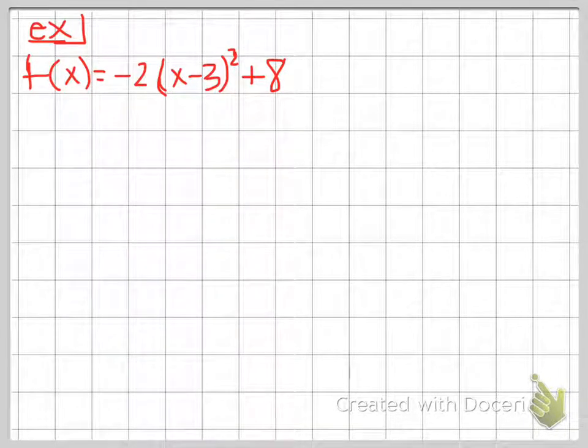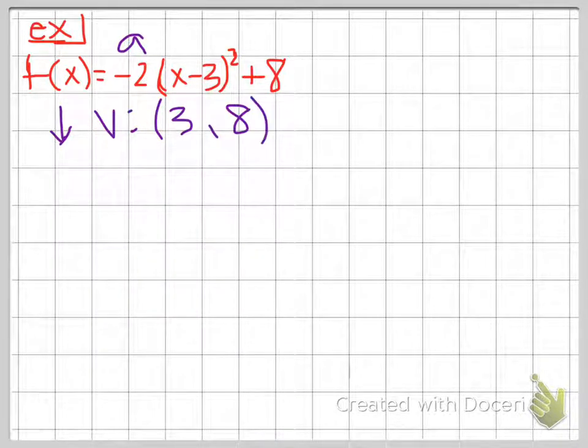Based on our information, we know our a value is -2, therefore the parabola is going to be opening down. Because we're in vertex form, it's very easy to identify the vertex. The vertex is going to be (3, 8). And now this is where we're going to have to do some work. So let's find our x-intercepts first.